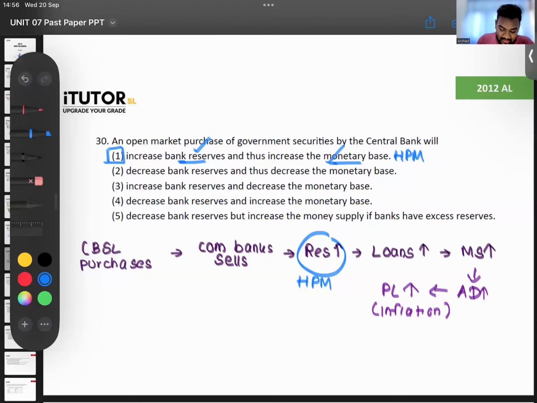We'll look at the other answers. Decrease in bank reserves, wrong. Increase in bank reserves and a decrease in monetary base? No, no. Bank reserves will go up. Reserves is a part of the monetary base or high-powered money, so that will also go up. So, no. Currency held by commercial banks is usually their excess reserves.